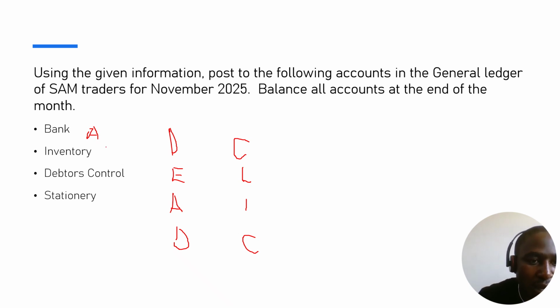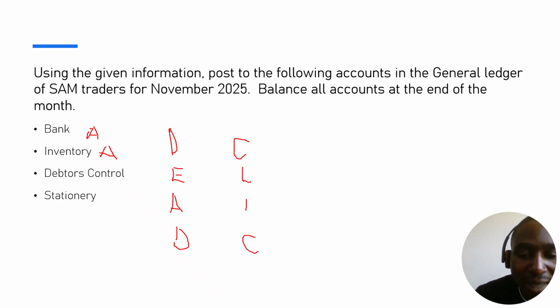It is also an asset, so it also increases on the debit side and decreases on the credit side. So under bank, the money that is coming inside our bank account will go to the debit side, and the money that is going outside our bank account will go to the credit side. The money from the CRJ that is coming inside our bank account will go on the debit side. And the money that is going outside of our bank account from the CPJ is going to go to the credit side.